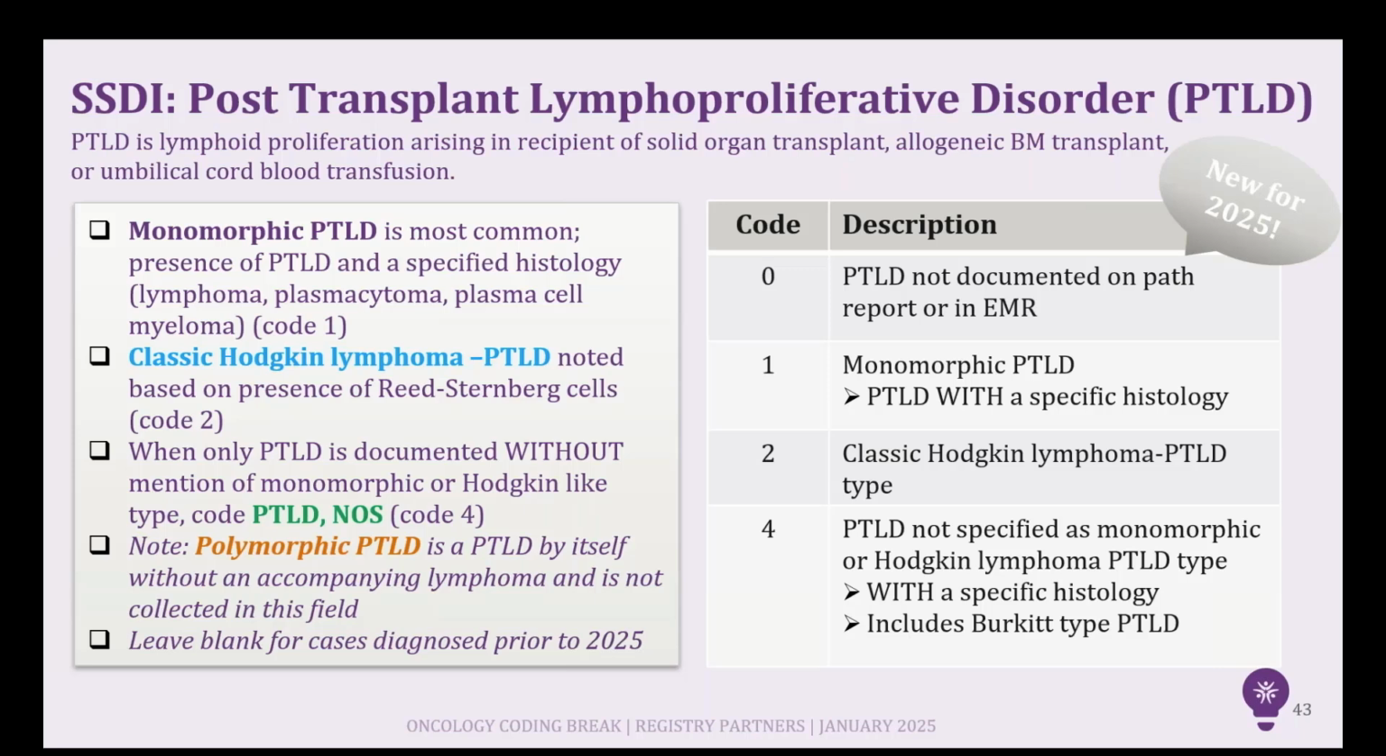Also note that polymorphic PTLD is a distinct entity without an accompanying lymphoma, and that is not what we're collecting in this field, so not applicable. And then for all of your cases that are diagnosed before 1/1/2025, this field will be left blank.